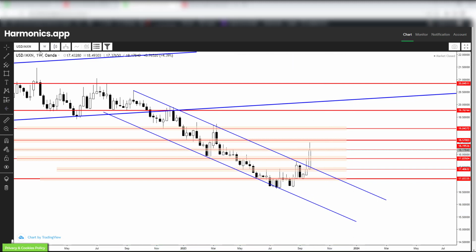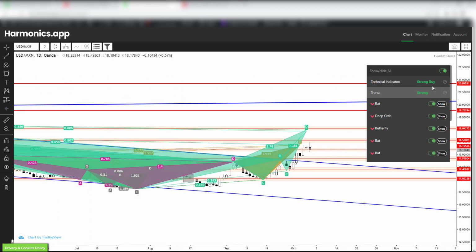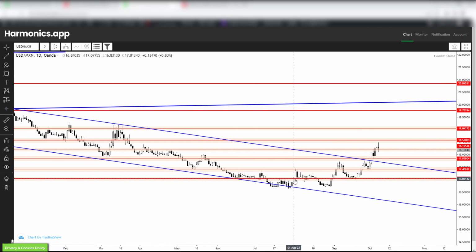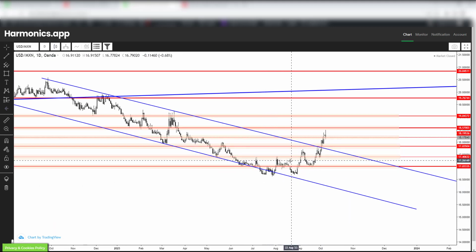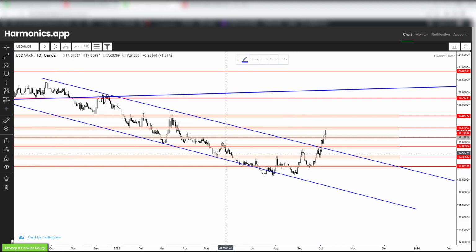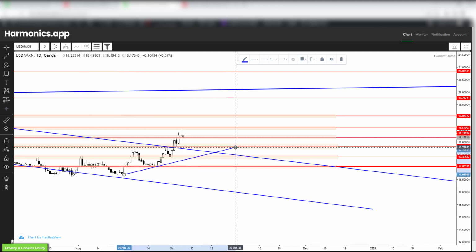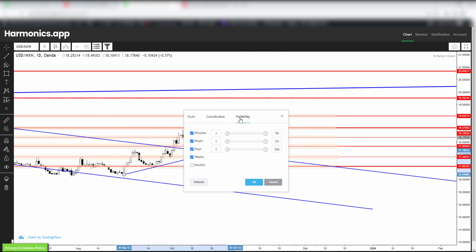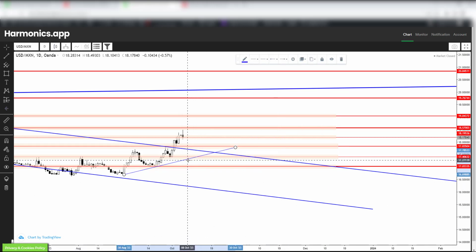Okay, and now let's go to the daily and see how this looks on the daily time frame. Are there any trend lines possible to put? And we can see we have one here, and that is like this. This is the one. Visibility only on the daily, the smallest one.